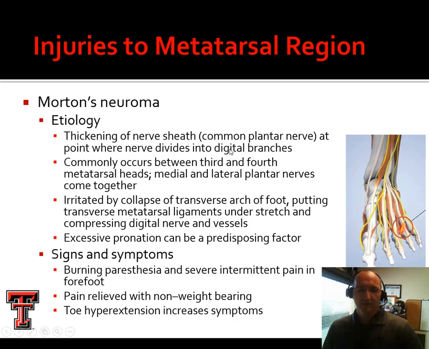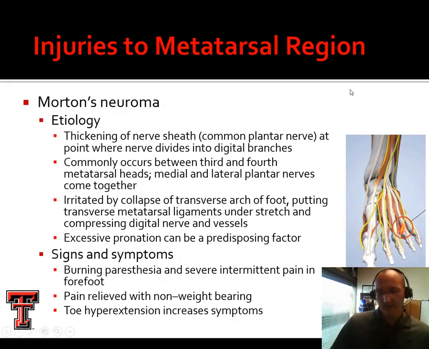Morton's neuroma is a thickening of the nerve sheath, so you see that nerve in yellow here, where it divides, and it's basically being compressed between the rays. So tenderness in this area, we're usually thinking it's either a neuroma or possibly a stress fracture. They can present very similarly. It's pain away from a joint, so we're not suspecting ligamentous involvement.